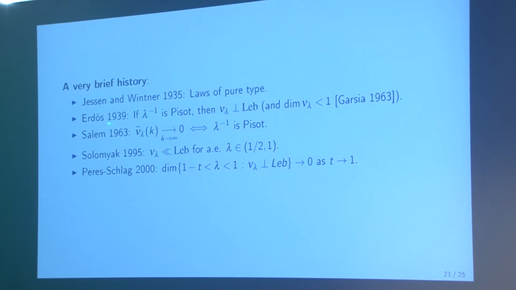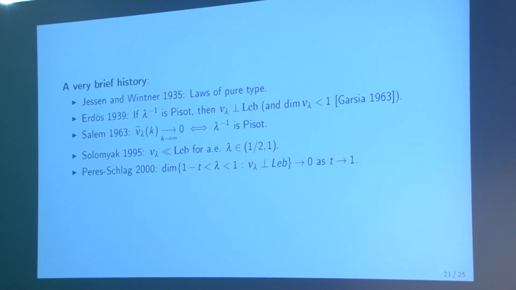The first sort of surprising result is by Erdős in 1939, and he noticed, using Fourier analysis, that if the inverse of lambda is a Pisot number, that is, an algebraic integer greater than 1 whose conjugates are all of absolute value strictly less than 1, then the measure is singular. And Garsia later showed that its dimension is actually less than 1. And Salem showed that, in fact, if you measure smoothness in terms of decay of the Fourier transform, then smoothness is equivalent to the inverse of lambda being Pisot.